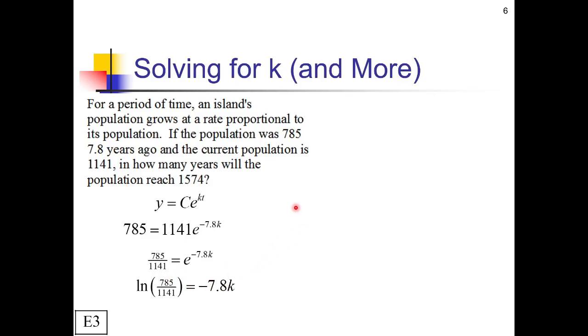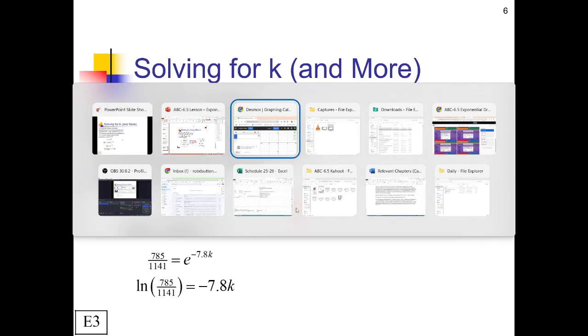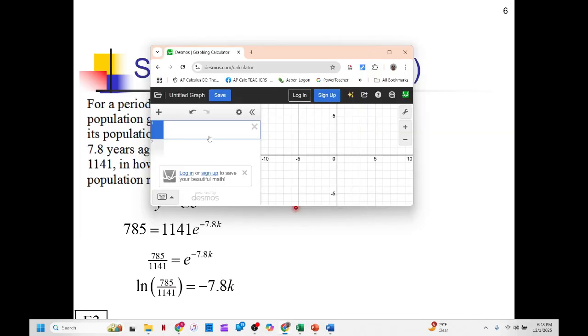So let me go in the calculator and do that. Here's my Desmos. And I've got, let me just do a big fraction, ln parentheses fraction 785 divided by 1141, close that parentheses, and down here we're going to have negative 7.8. There we go. So there's the crazy value we get.